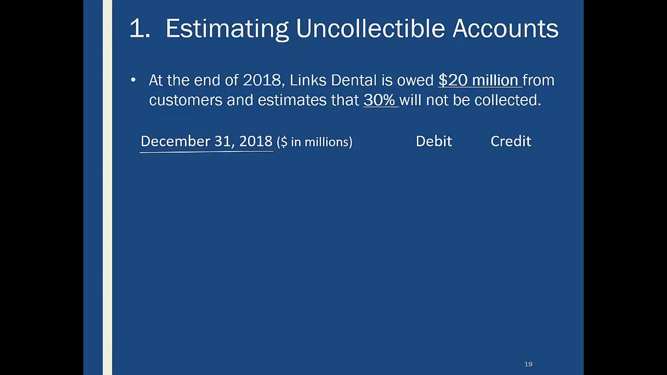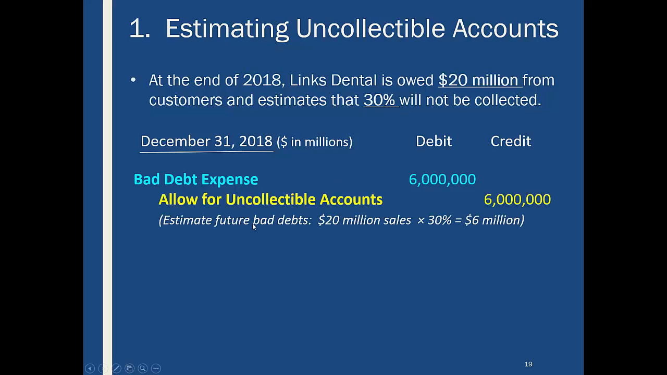So how much will not be collected? Well, now we're going to take the $20 million that's completely owed from all customers and multiply it times 30%. And that will be what we call our bad debt expense. Now, why is it bad debt? We don't know that those customers are not going to pay, but we're going to write off that much in expenses based on our history of how much hasn't been collected in the past. And then we're going to take our current accounts receivable balance, multiply that times that percentage. That's where we come up with the $6 million.